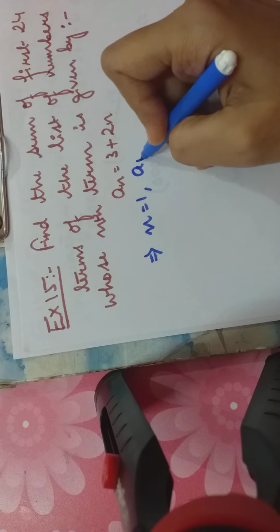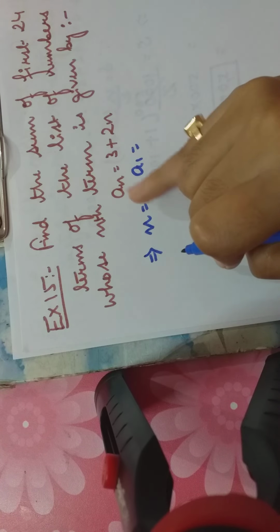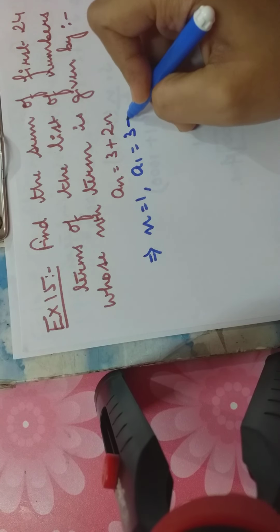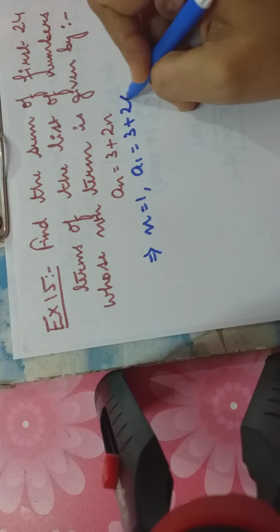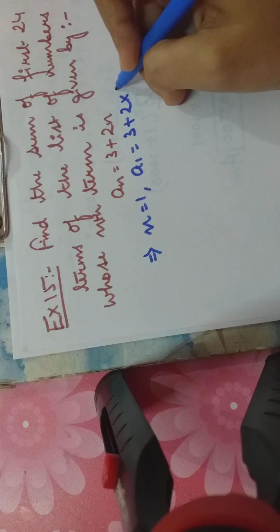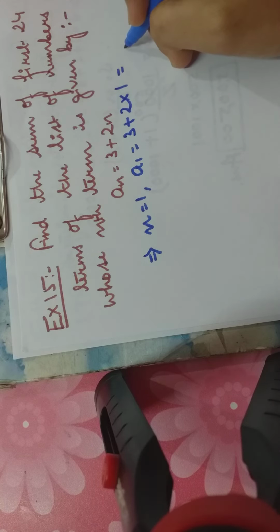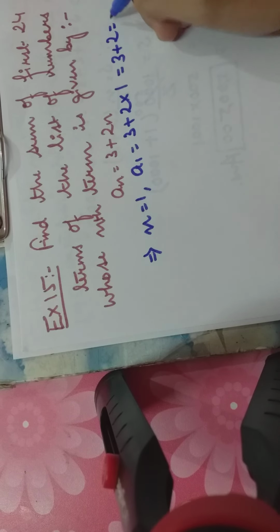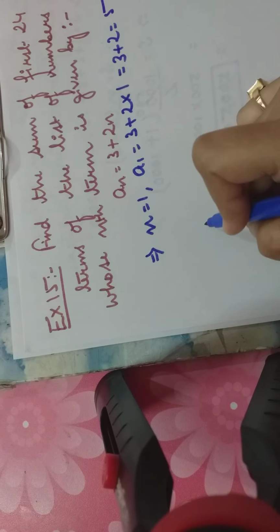So a1 will be what? In place of n we put 1, so a1 = 3 + 2 into n, with n = 1, to find the first term. So 3 + 2, that is 5. So 5 is the first term of the AP.